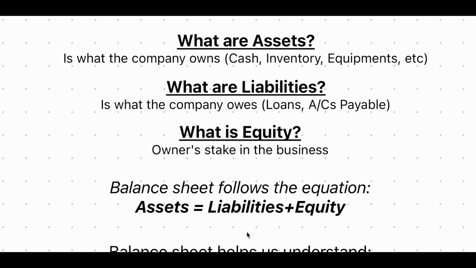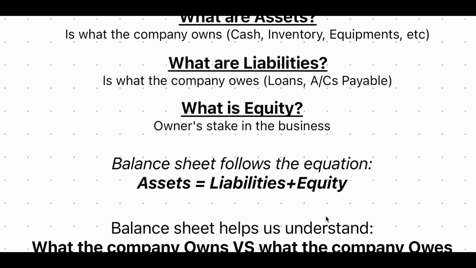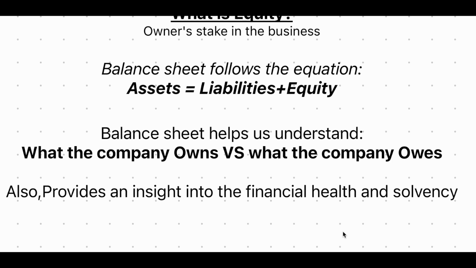Now, what is balance sheet? So, balance sheet follows the equation which you can see. Assets is equal to liabilities plus equity. And balance sheet helps us understand in very simple words what the company owns versus what the company owes. That is the assets versus the liabilities. Also, it provides an insight into the financial health and solvency.